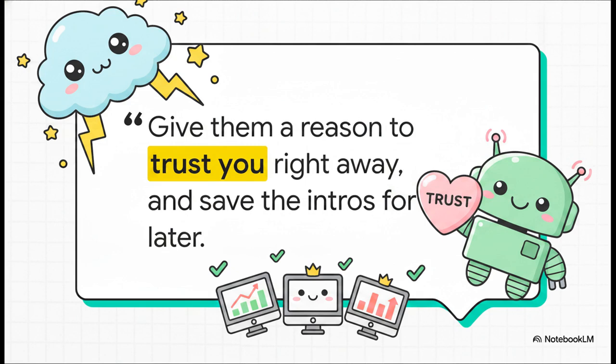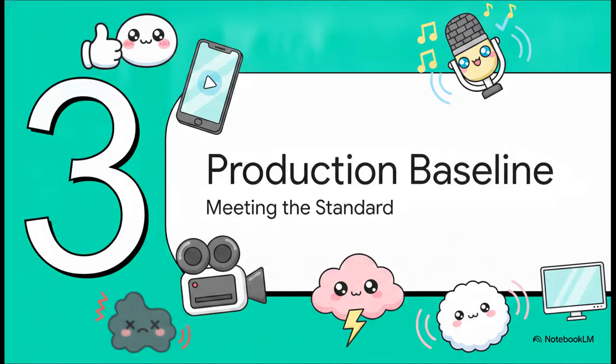Delivering the immediate value establishes instant authority. It tells the viewer, hey, I respect your time and I have the exact answer you're looking for. That is honestly the only way to survive that critical 30-second window. All right, step 3, the production value baseline, meeting the standard.